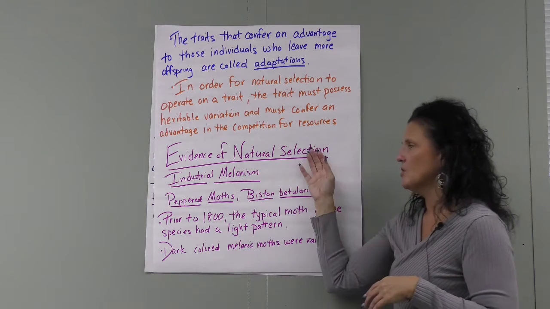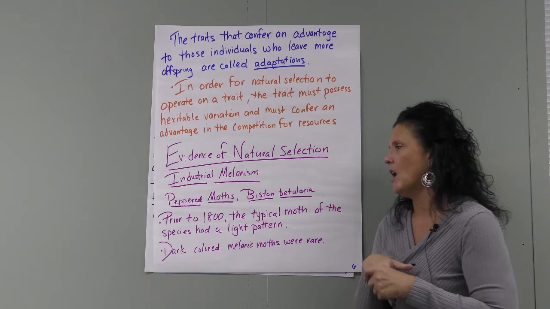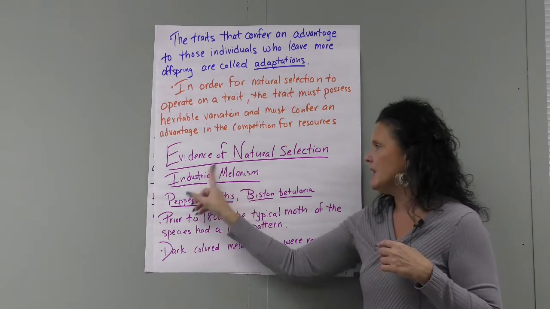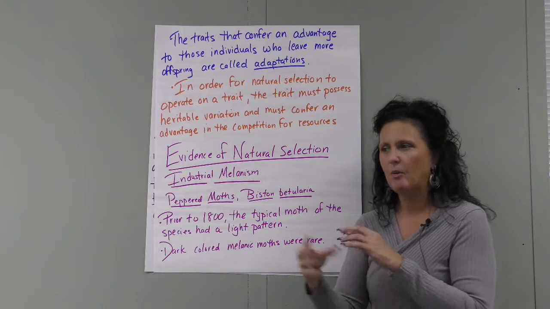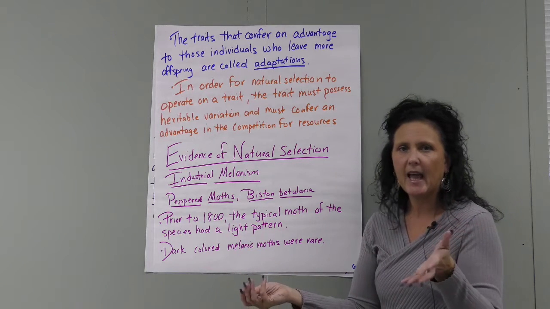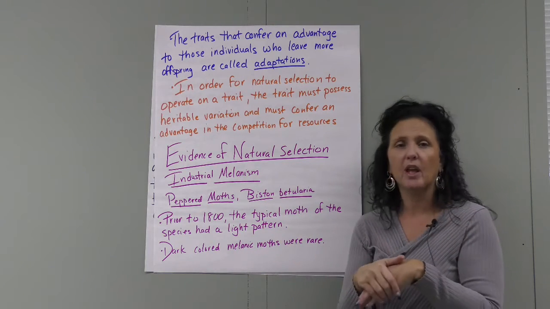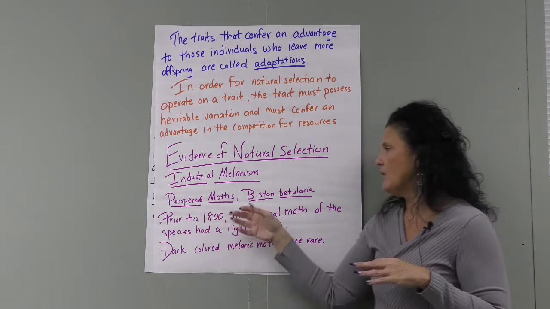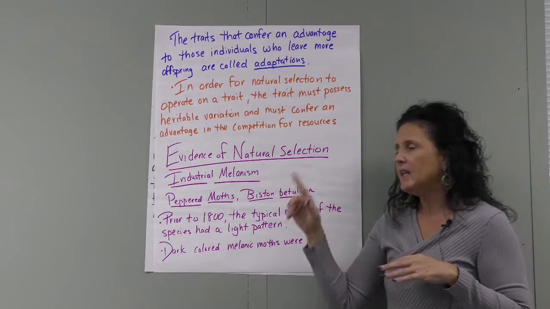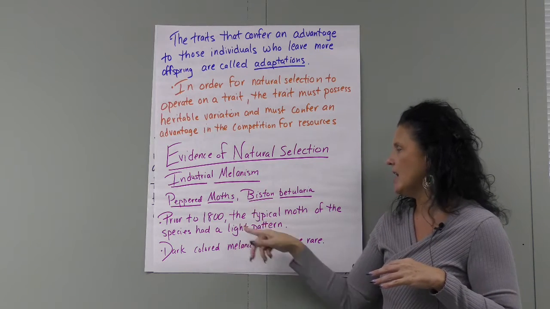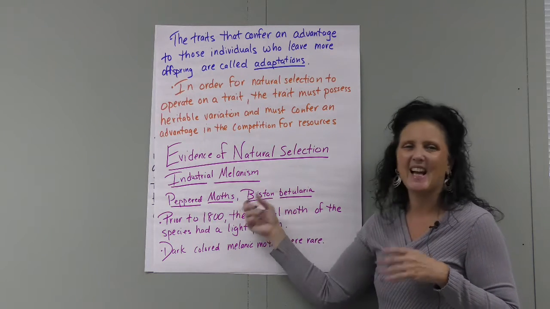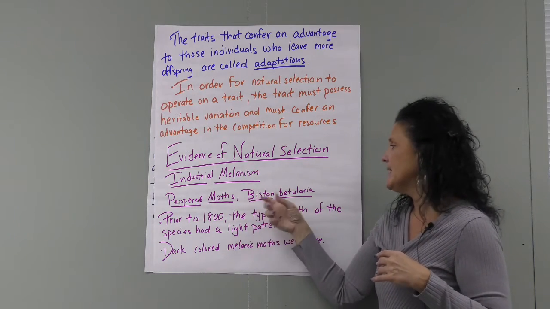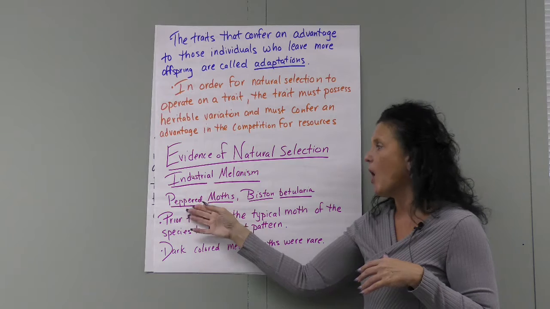So evidence of natural selection, this is an example that people commonly use. It's called industrial melanism. Melanin is the pigment in your skin, or the pigment in a dog's fur or a cat's fur, or in this instance we're looking at moths, but melanin is pigment. They were peppered moths, and I gave you the genus and the species name. Anytime you see a genus name, you capitalize it. Species is lowercase, it's italicized or underlined. So they were called Biston betularia. Those are the peppered moths.